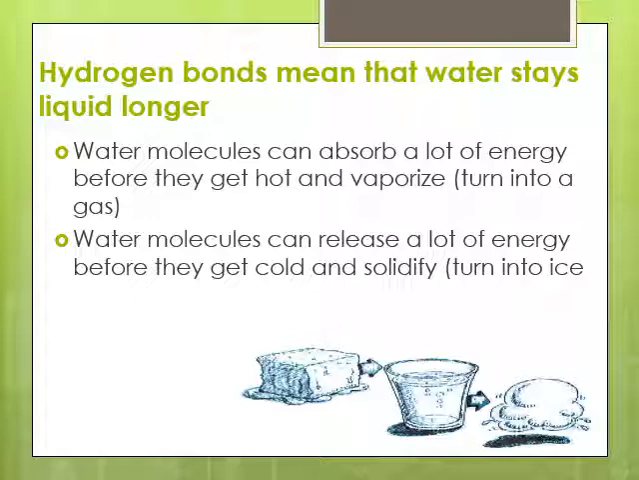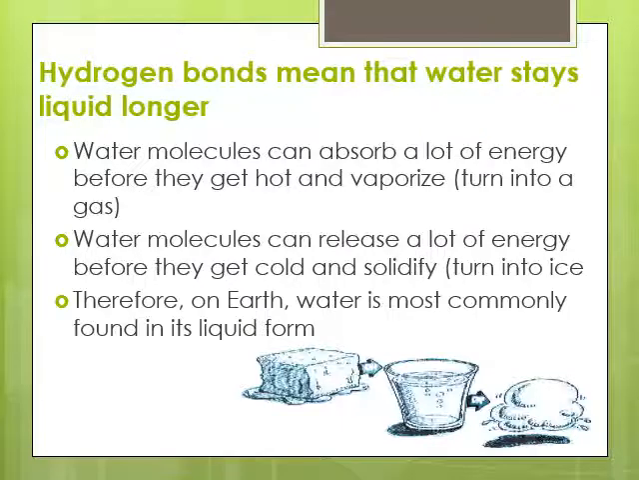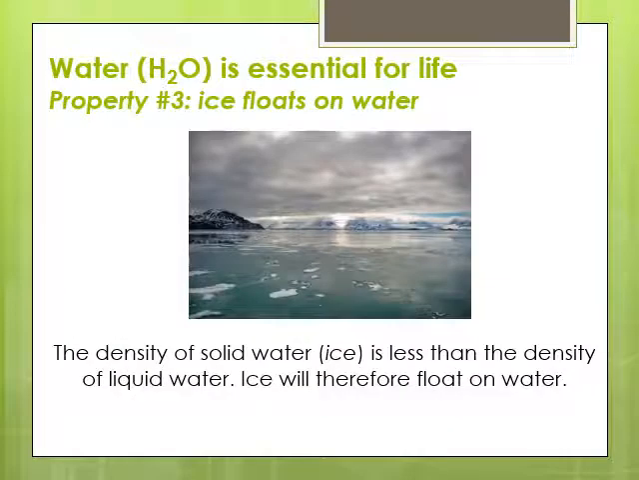So it means that for the most part, when you're looking at water on Earth, we see most of it as liquid water, right? We do have some ice, we do have some water vapor, but for the most part, when you're talking about water on Earth, it's liquid. And it's because it can stay liquid for so much longer based on its hydrogen bonds. So it takes a lot of energy to make it into a water vapor or to turn it into ice, which is releasing energy. So that's our last property for property number 3, why water is essential for life.